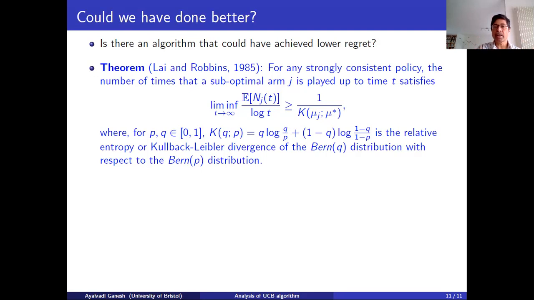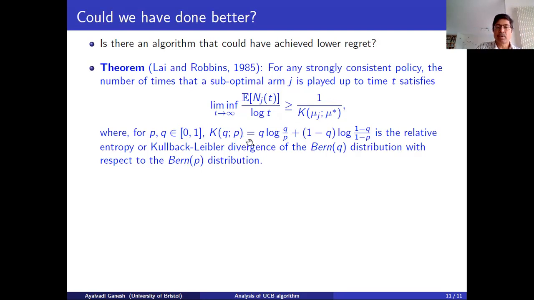The closer that mu j is to mu1, the more similar these distributions are to each other, and so it's harder to tell them apart from the samples. And so what it's saying is that the closer these distributions get to each other, the more likely you are to play arm j, because you cannot tell it apart from arm 1. But you still only play it logarithmically many times in t, but with a bigger constant, depending on 1 over K. That's the intuition.